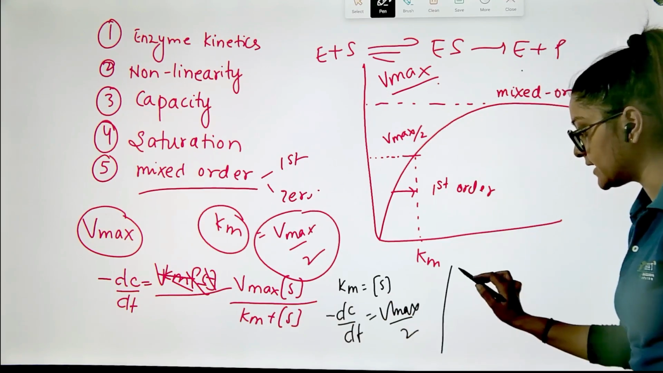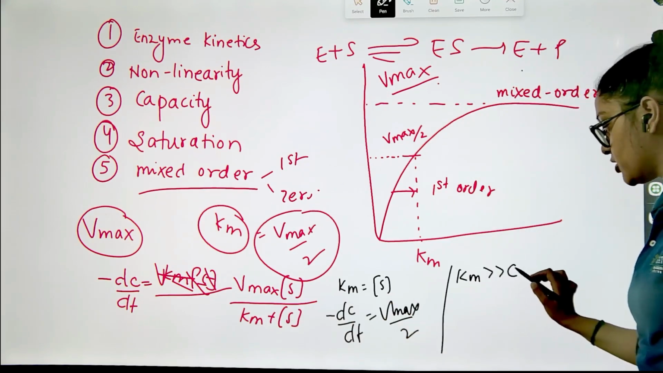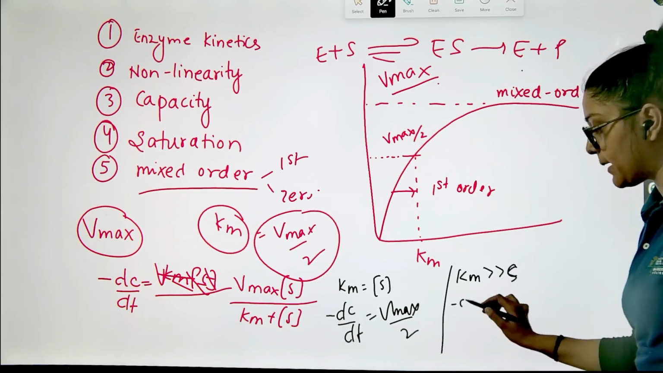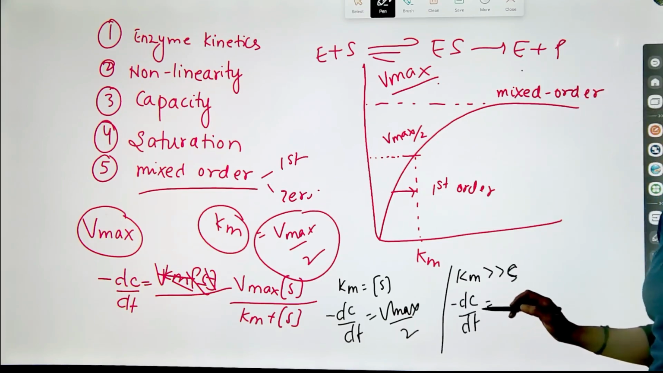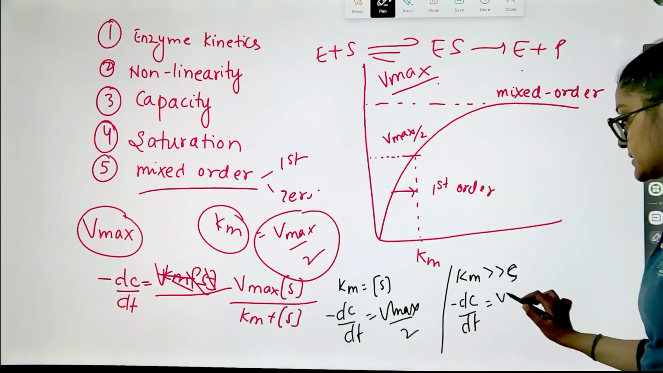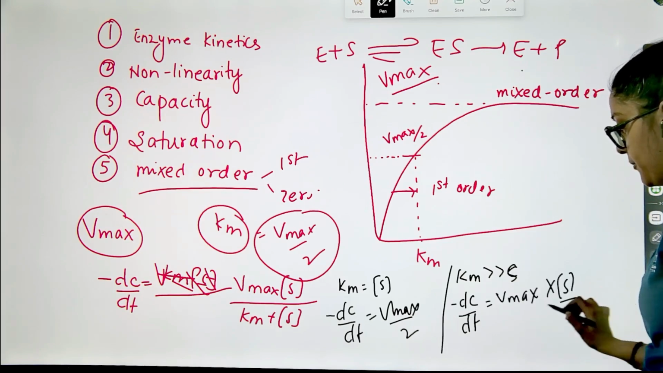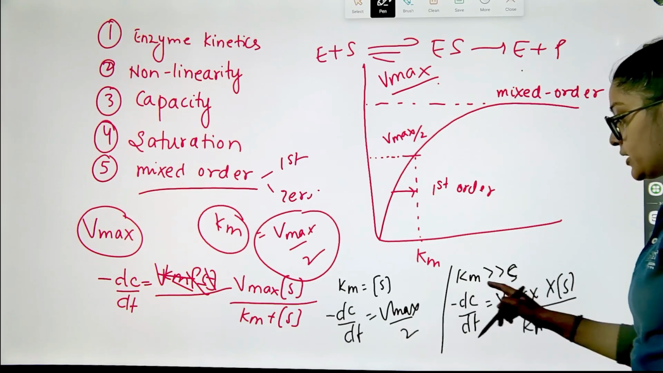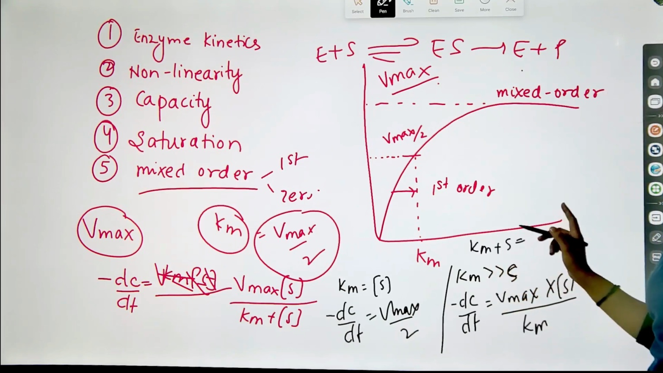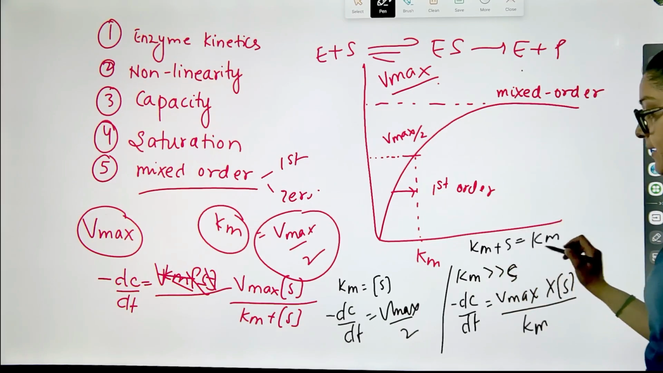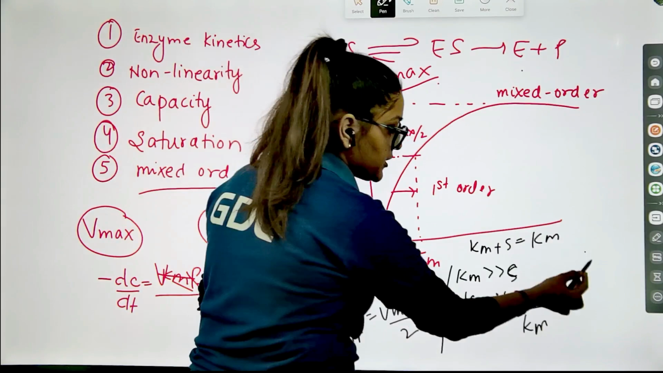In the second state, if Km is more than the substrate concentration, what is going to happen? Minus dC upon dt will be equal to Vmax into substrate concentration upon Km. Because now we can assume Km plus S will be approximately equal to Km only, because Km is more than the substrate concentration. So the equation will turn somewhat like this.